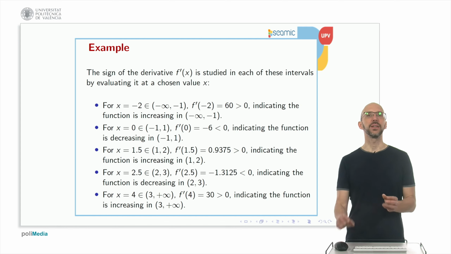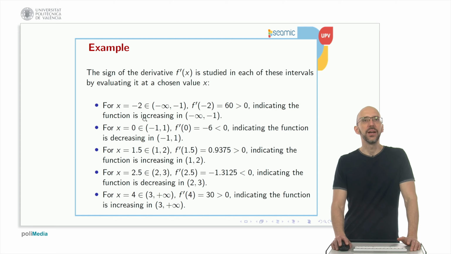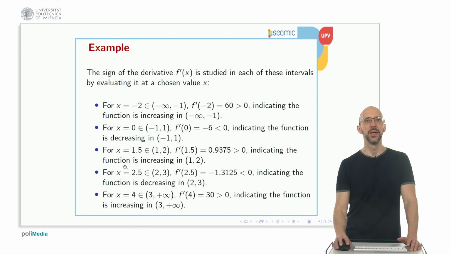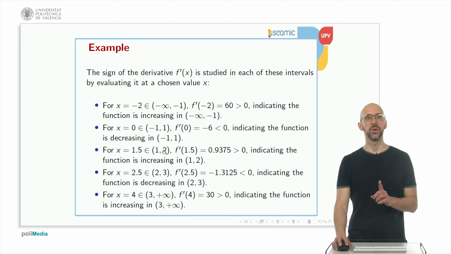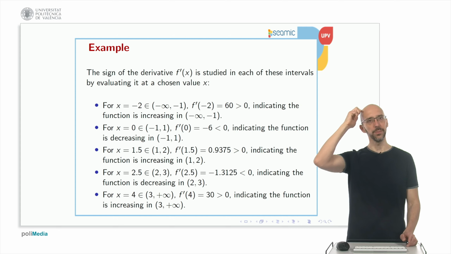what can we say about the critical points? Look, at negative 1, the function passes from increasing to decreasing. Increasing, decreasing. Okay, local maximum. At the point 1, where the interval changes, the function passes from being decreasing to increasing. Decreasing, increasing, local minimum.